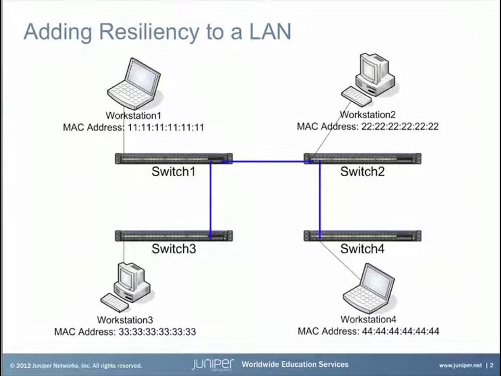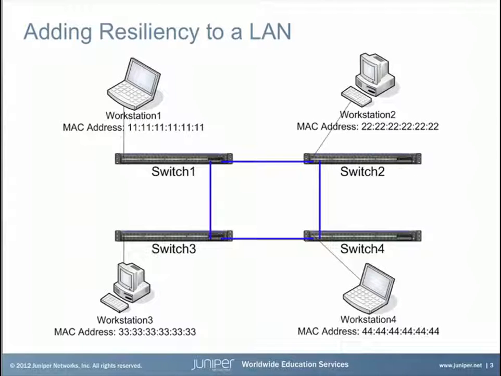In this LAN we have 4 switches connected to each other via gigabit uplinks, and on each switch we have a workstation. Now, this network is fine, it'll work very well. However, let's say that switch 1 should fail. Well, what will happen is, switch number 3 becomes isolated, and workstation 3 can no longer communicate with workstations 2 and 4.